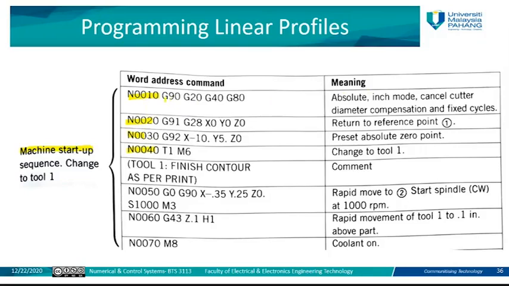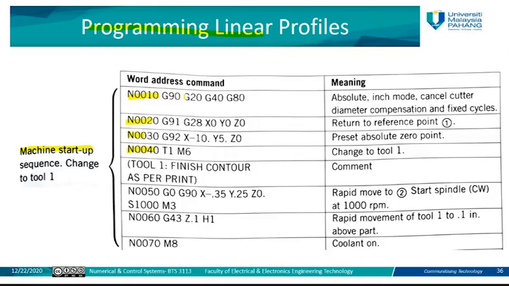Here, for example, you define in the beginning, because our program here is only linear. Linear means the G code that you are going to use for performing the operation will be G1. You may need G0 and G1, but you don't need to use G02 or G03 because we do not have any circular profile. So only linear.